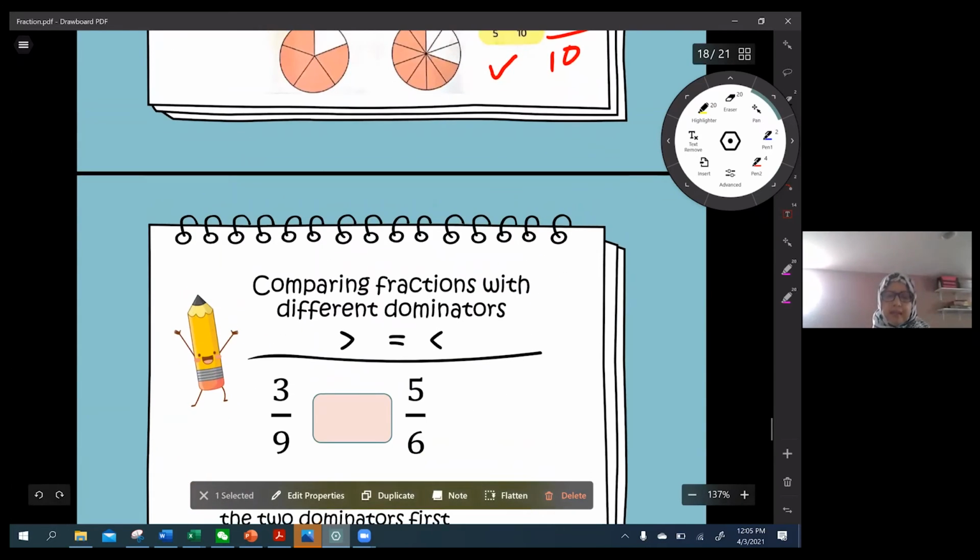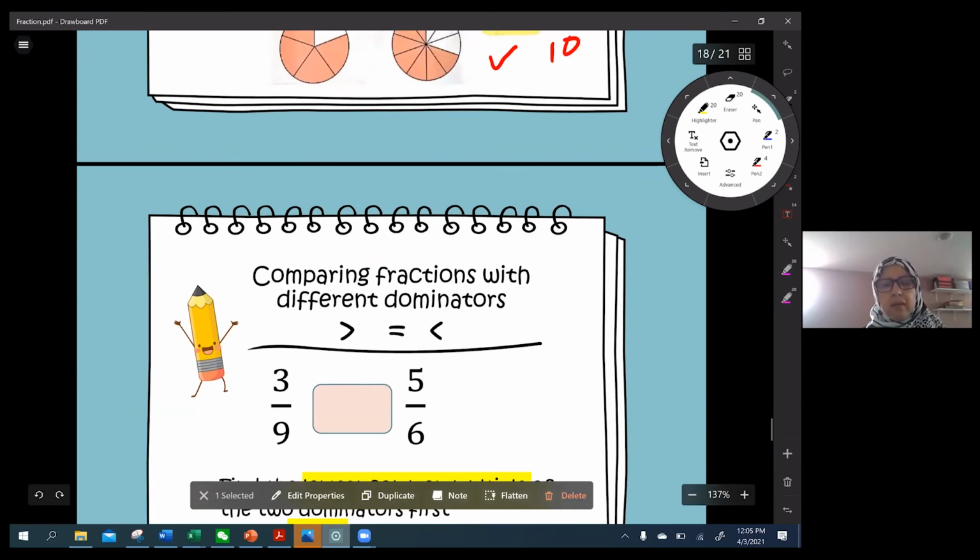So I think that we can make a factor tree. You can make a factor tree. Okay, I will explain my method, then you can share yours, okay? All right. So for 9 and 6, 9 is not a multiple of 6. 6 is not a multiple of 9. So how do we do that?